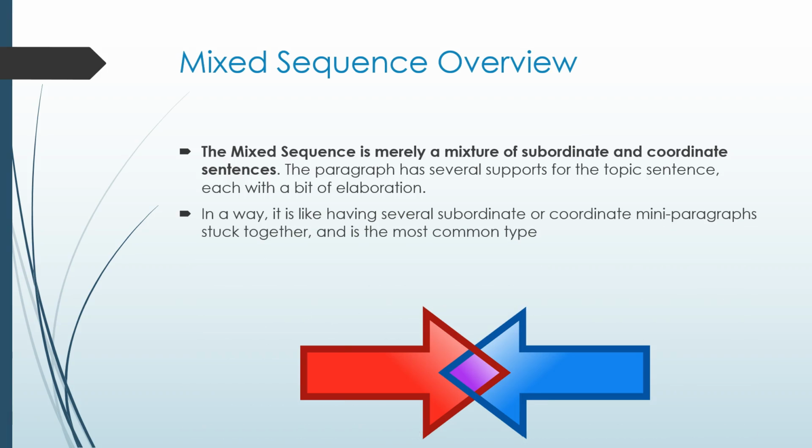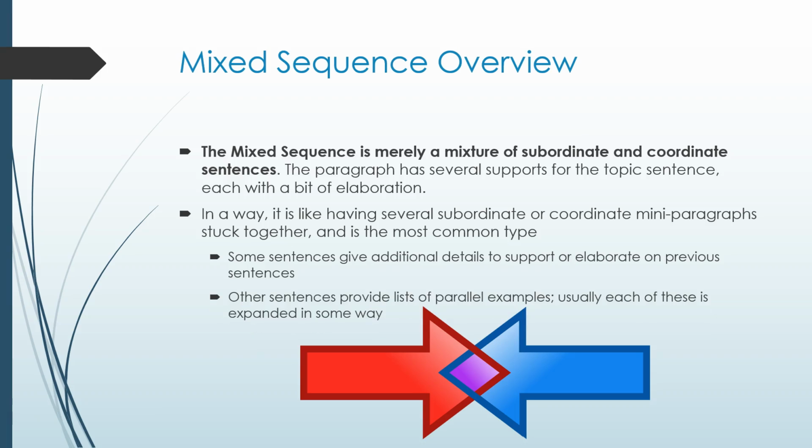In a way, it's literally coordinate and subordinate sequences mixed together. While some sentences give additional details to support or elaborate on previous sentences, others provide lists of parallel examples. Usually each of these is expanded on in some way. Let's take a look at how and why that might happen.